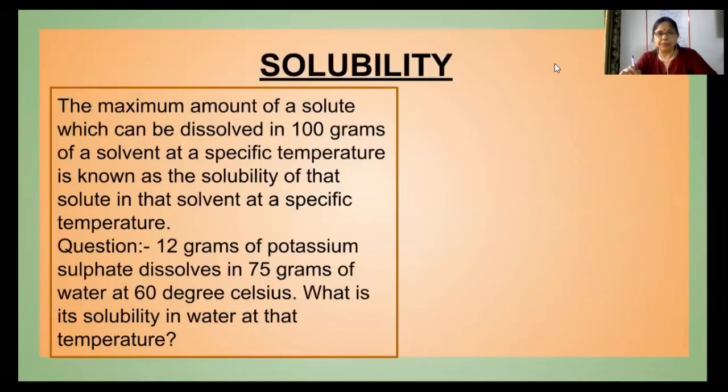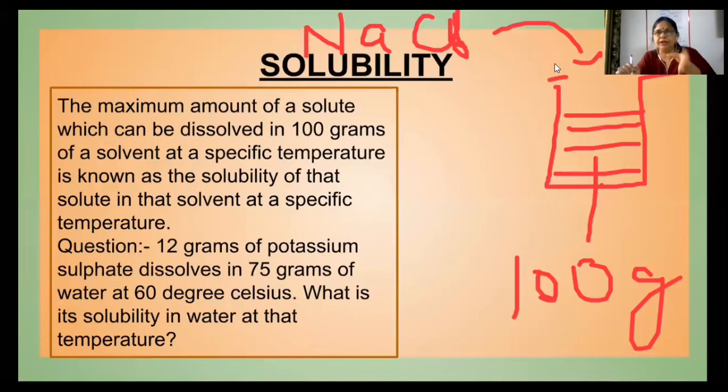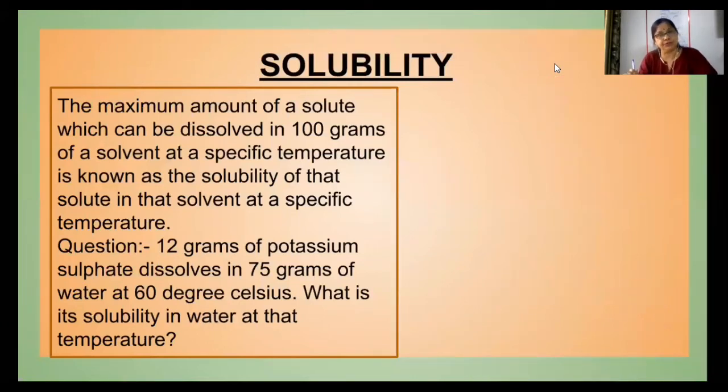Solubility means the maximum amount of solute which can be dissolved in 100 grams of a solvent at a specific temperature. For example, take sodium chloride and keep dissolving small amounts of it until it becomes saturated, till more salt does not dissolve, and then find out how much sodium chloride has been dissolved. That is the solubility of sodium chloride at that particular temperature. Is that clear? Now there is again a question for you.